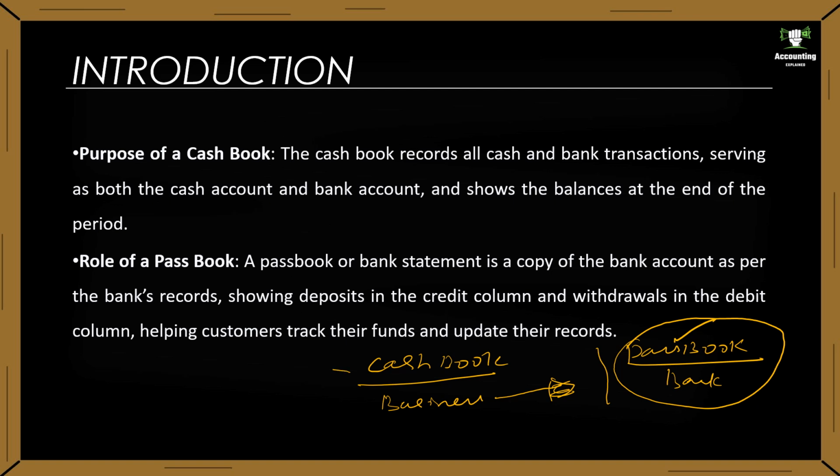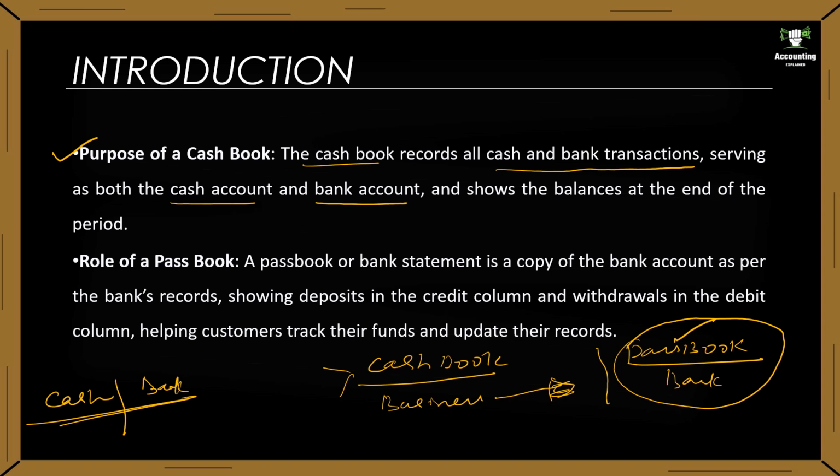Cash books are of many types, like single column, double column, etc. In the double column and triple column cash book, we open a cash column and a bank column. See here the purpose of a cash book. The cash book records all cash and bank transactions, serving as both cash account and bank account. So in the double column cash book we maintain a cash column and a bank column, which show the balances at the end of the period, for example, the end of the month or the end of the financial year.